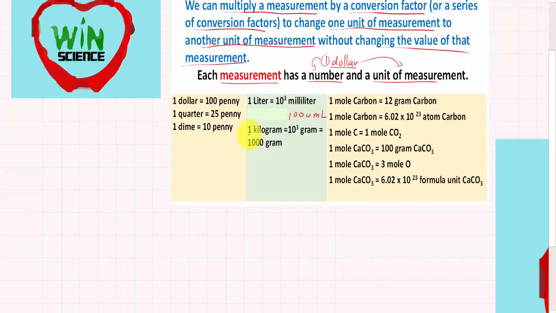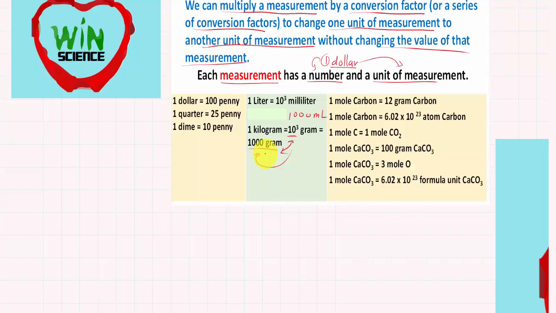The same thing with kilogram. I have 1 kilogram, which is equal to 1,000 grams. But instead of writing 1,000 grams, sometimes I will be given 10 to the third. And 10 to the third is equal to 1,000.